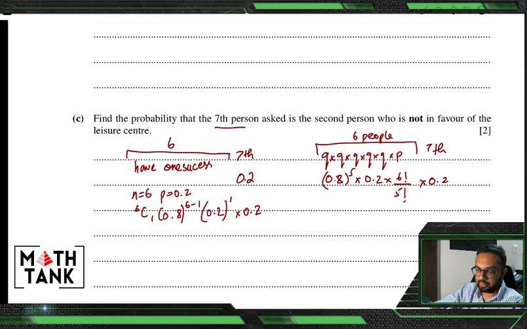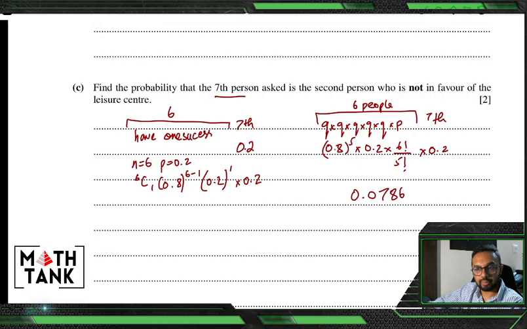So 0.8 to the power 5 into 0.2 into 6 into 0.2 gives 0.0786. Let's check. Yes, that is indeed the correct answer. So remember that this is a merger between binomial and geometric. If you have worked through the worksheets that I attach in my book, there are questions like that from other boards, and my assumption was that at some point this is going to be tested in the past papers for you as well.